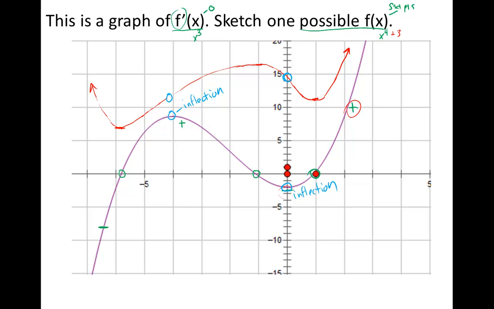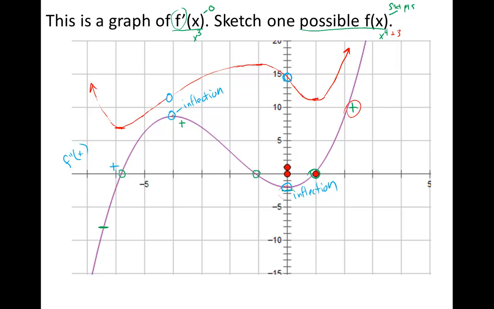Now, just one final check. The slope of my first derivative graph is positive here. Now the slope of the first derivative is the second derivative. And so that means this should be a positive second derivative. A positive second derivative should be concave up for my original function. Note that it's concave up there.